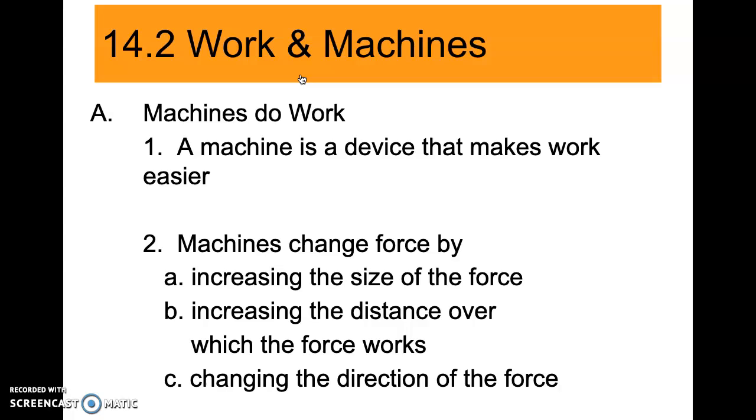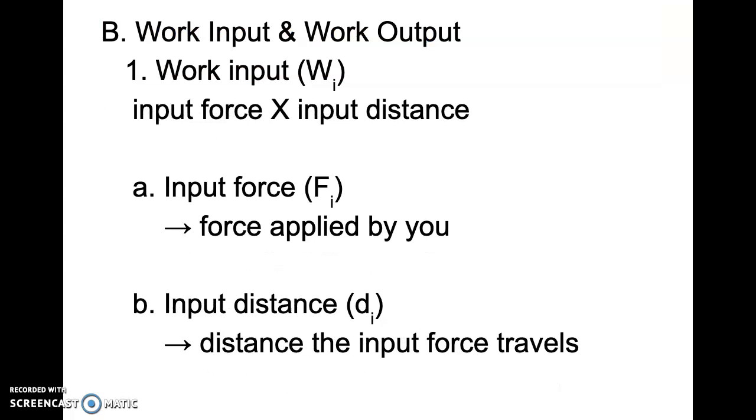And again, work is force times distance. So machines can make work easier by increasing the size of the force. So the force that you put in is increased by the machine, increase the distance over which the force works, or change the direction. You often want to change direction so that we can work with gravity to make an object move against gravity, such as a pulley. If you think about a pulley lifting up a deer into a tree to hang it there.